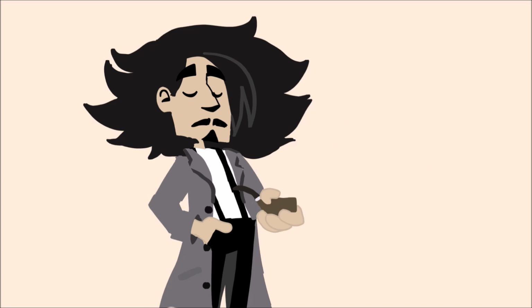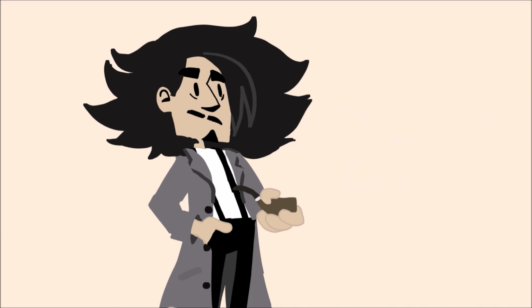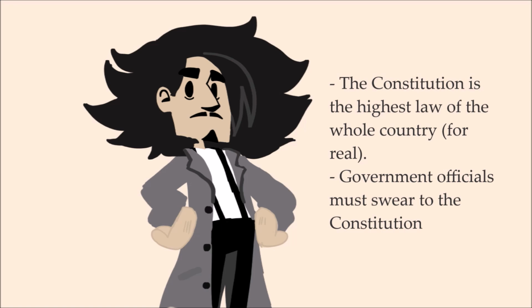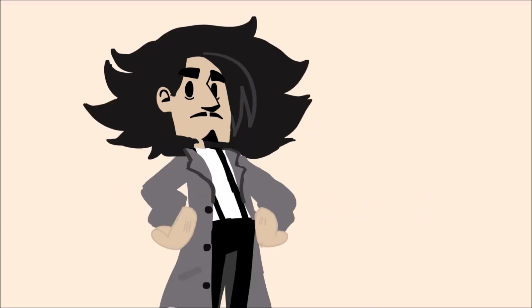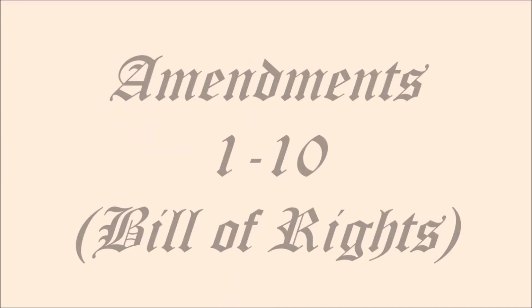To shorten it up, at least 2/3 of representatives, 2/3 of the Senate, and 3/4 of the states must approve the change. Article 6 just explains that the Constitution is the highest law of the entire country, and that government officials must swear to the Constitution before going into office. Article 7, finally, just says that the Constitution had to be agreed upon by 9 of the 13 states to be approved. Now, let's move on to the 27 amendments, starting off with the original 10.